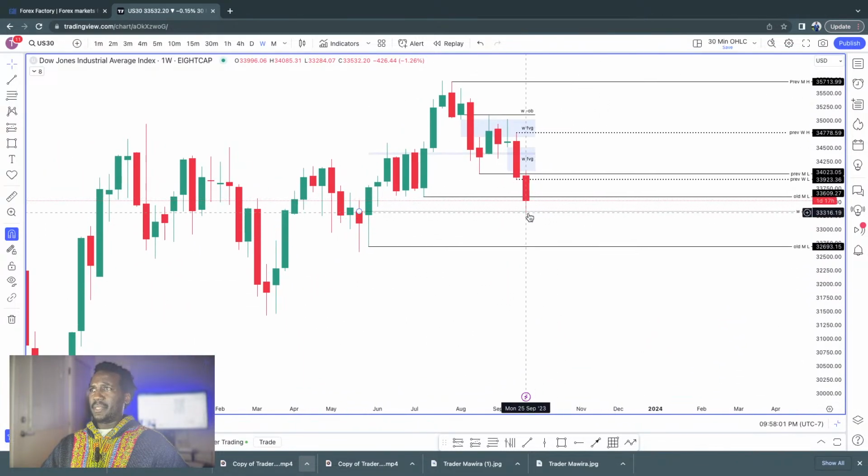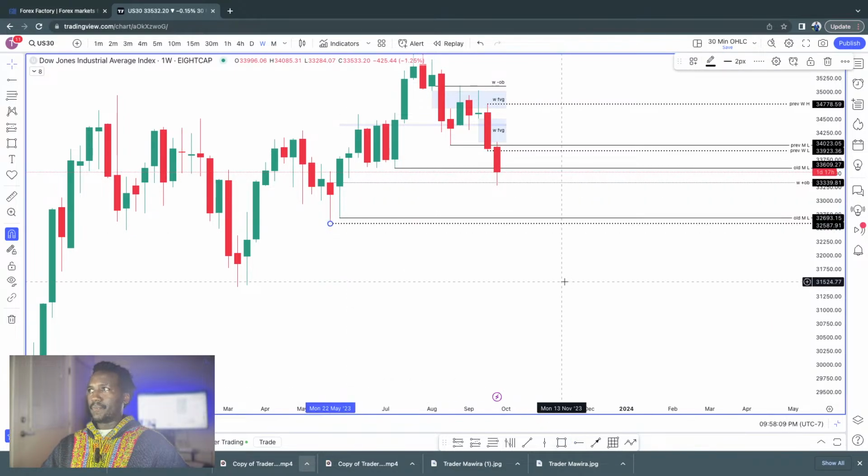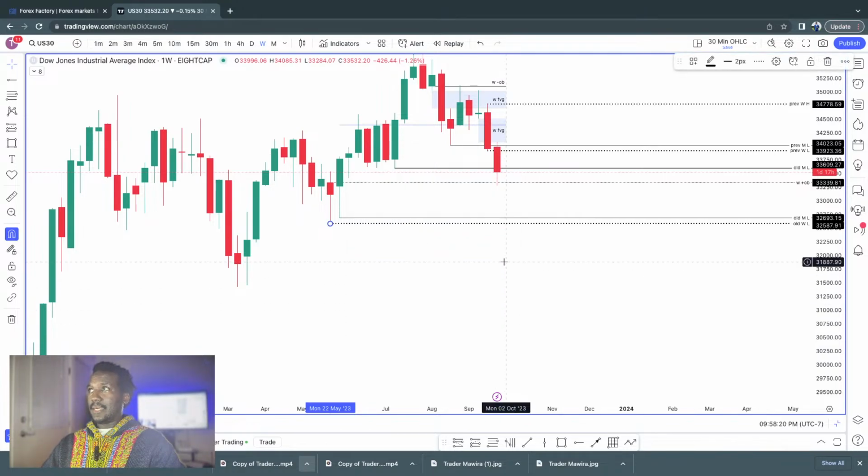So if we keep on being dramatic, then we do have this old monthly low right here. And then I believe we can also put this old weekly low right there. So let me just name it as well, old weekly low, so we know what we're dealing with.